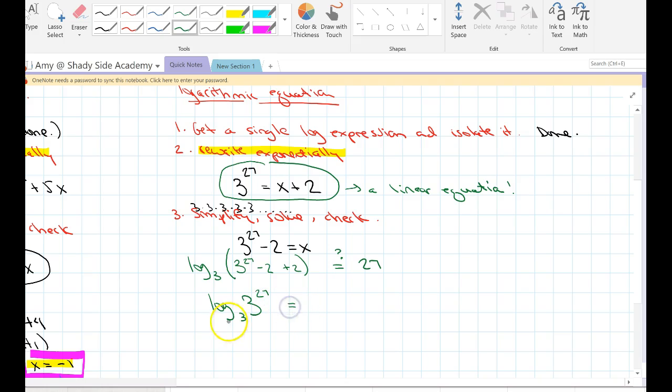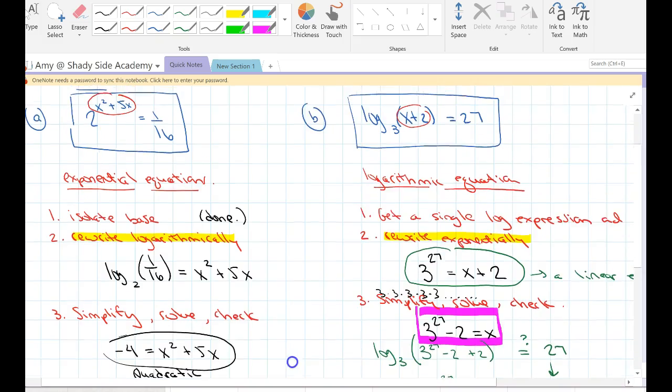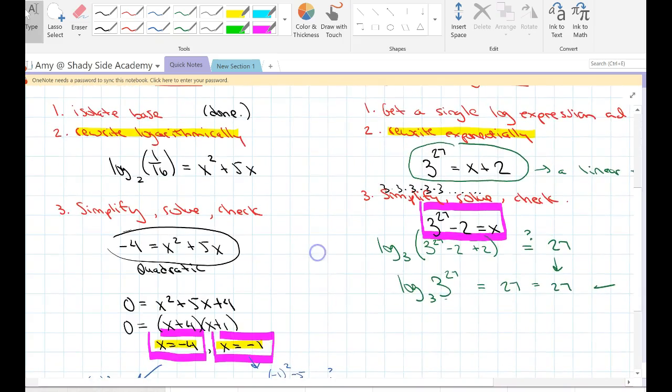What does that equal? This expression is asking you, what is the power that 3 is raised to give you 3 to the 27th? And what's the answer, everyone? It is just 27. And yes, this equals 27. So the solution is right here: x equals 3 to the 27th minus 2. Okay? So this screencast is about solving exponential equations and solving logarithmic equations.